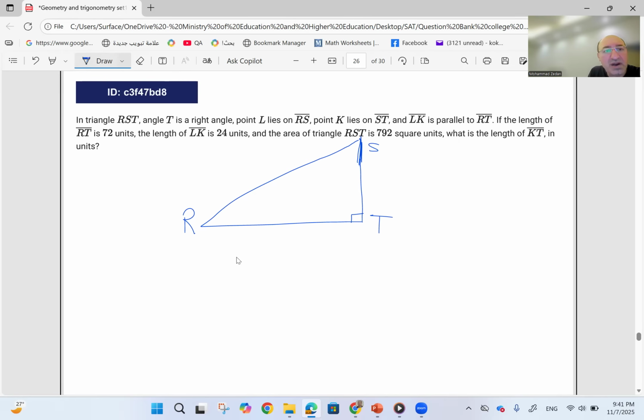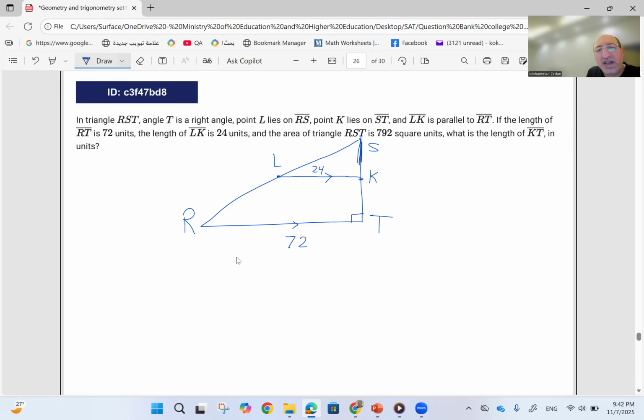Again, triangle RST, angle T is right. Point L lies on RS, here, point L, this is L for example. Point K lies on ST, this is for example K. Just draw LK now, which is parallel to RT. Yes, it is parallel to RT. The length of RT is 72, where is RT here? RT is 72 units, and the length of LK is 24. Now I have a scale factor of 24 to 72 for these two similar triangles.